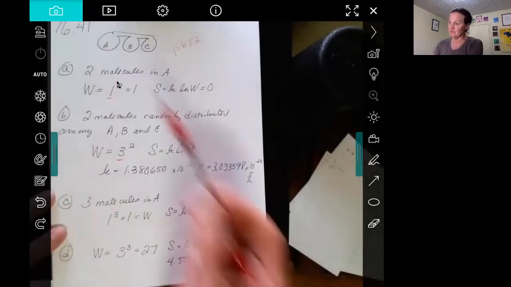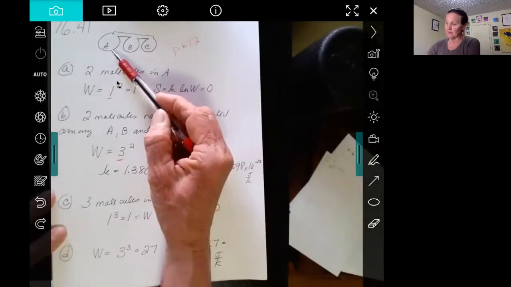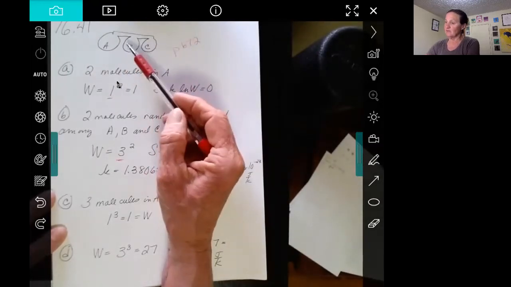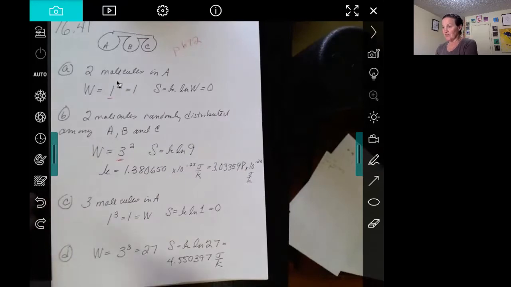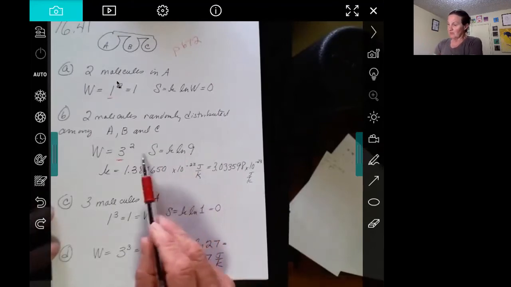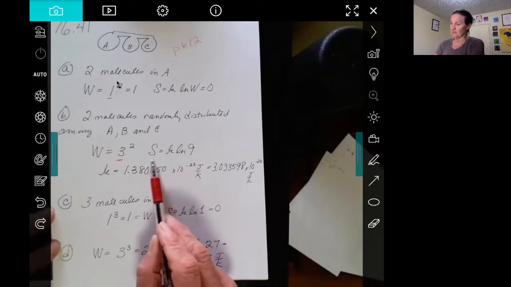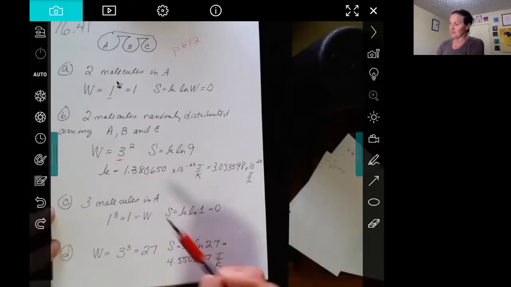So how many total ways could that happen? You could have both of them here, you could have 1 here, 1 here, you could have 1 here, 1 here. So you end up with 9 possible ways to have 2 molecules distributed in 3 flasks. So you end up with entropy equals k ln of 9.